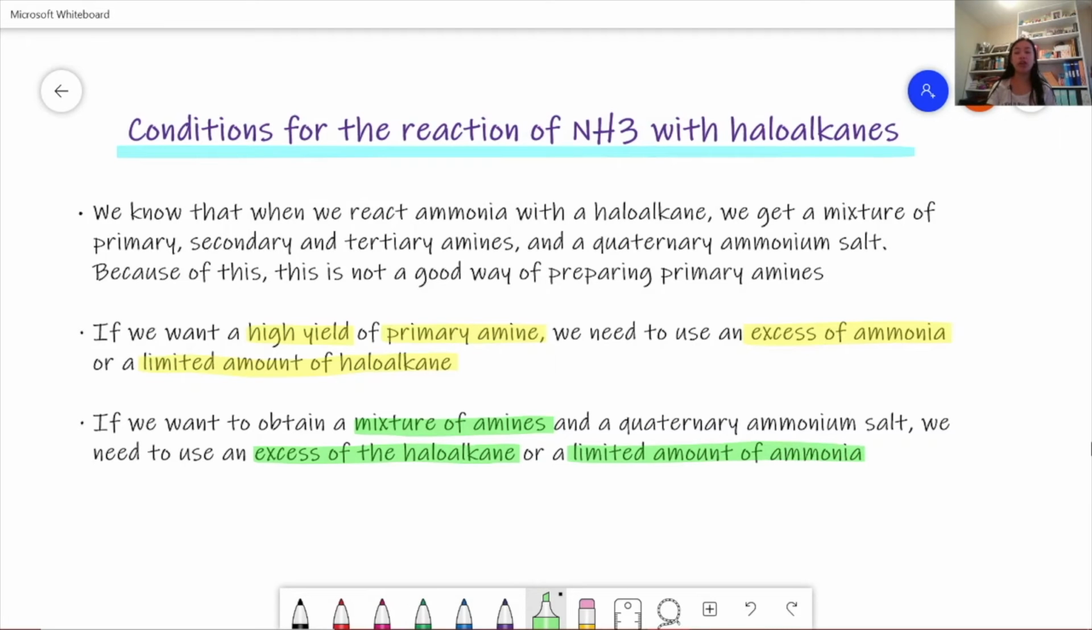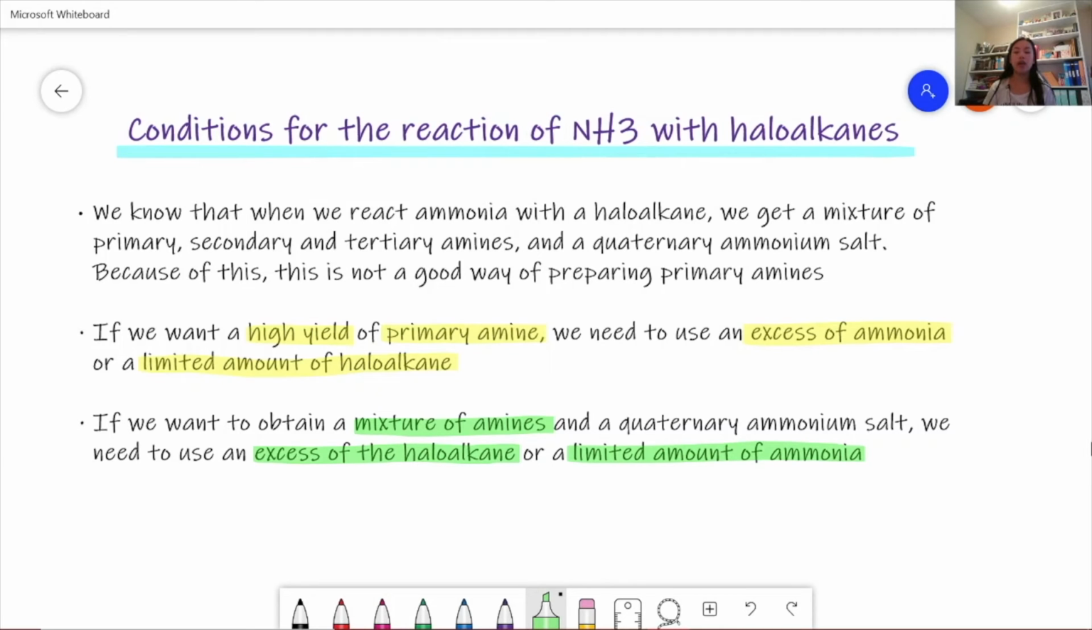So this kind of question comes up quite a lot in exams. So just make sure that you understand why, if we want a high yield of primary amine, we need an excess of ammonia, and why, if we want to obtain a mixture of amines, we have an excess of the haloalkane.